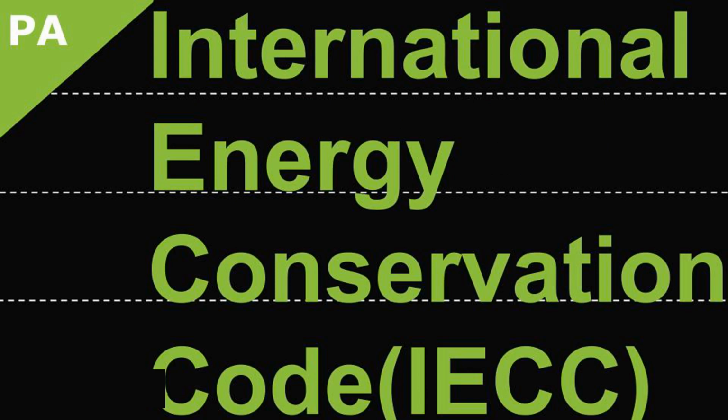International Energy Conservation Code, or IECC. The International Energy Conservation Code should be reviewed on every project to make sure energy performance requirements are met. IECC controls wall insulation requirements, electrical power consumption, lighting controls, and total building performance requirements, to name a few.